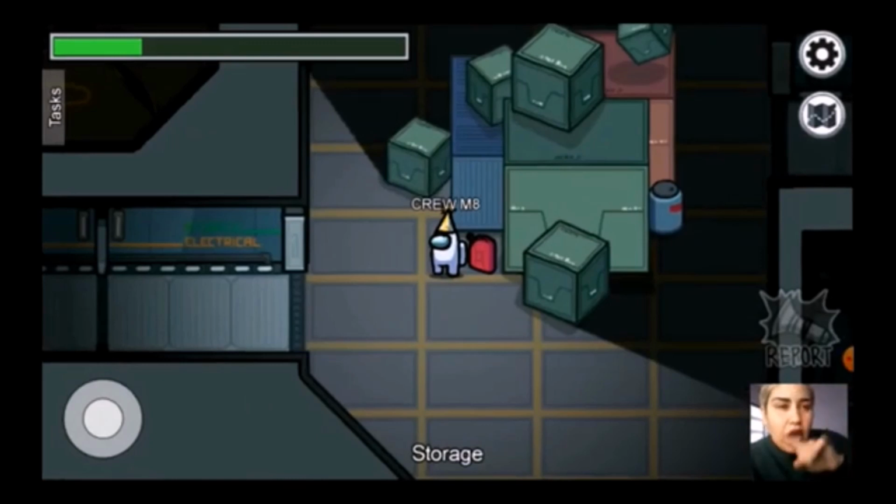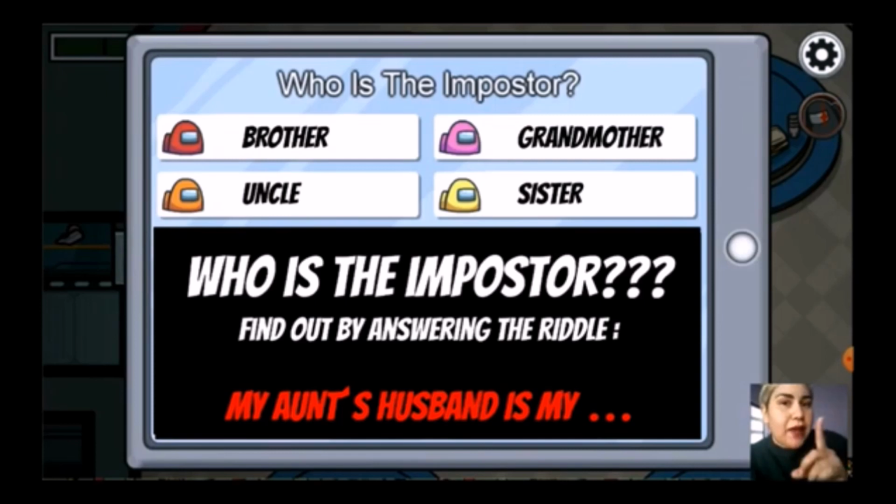Now let's check in the storage. Let's check if there is an imposter. Remember, there is one imposter among us. Who is the imposter? Listen. My aunt's husband is my... We have 4 options: brother, uncle, grandmother, and sister. I'm going to give you a clue. It is the relation between Herb and Bart. Yes, you got it? Okay, let's check.